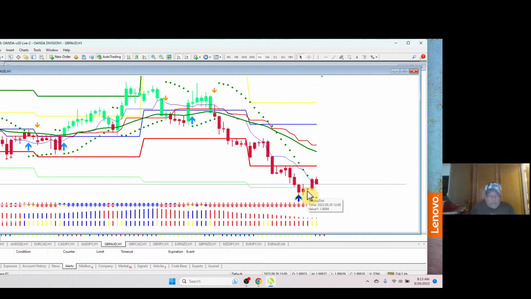Well, that's pretty cool. Okay, I'm going to take it, half size. Yep, going to go ahead and put the stop in so I don't have to worry about monitoring it. It's going to hit it or not hit it. Put my profit target in.